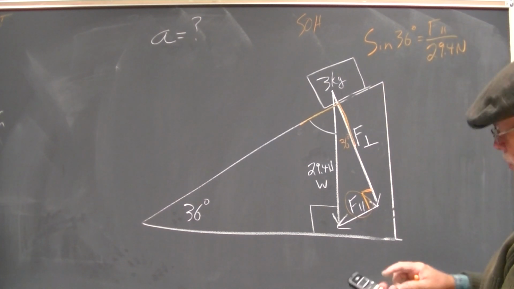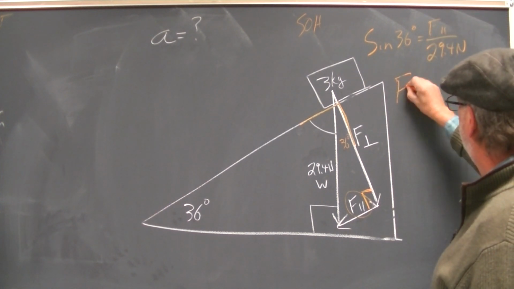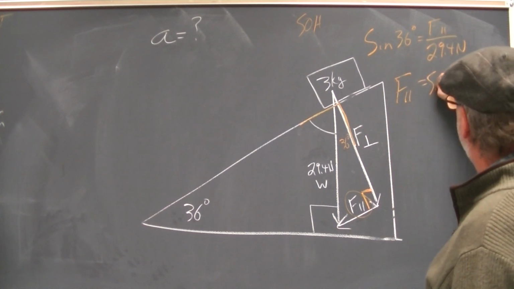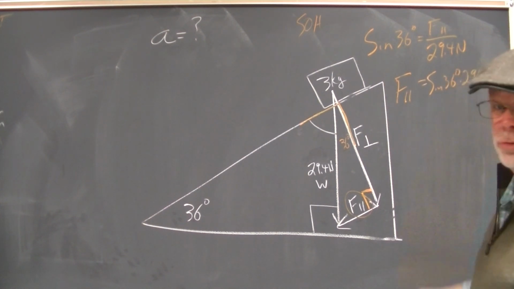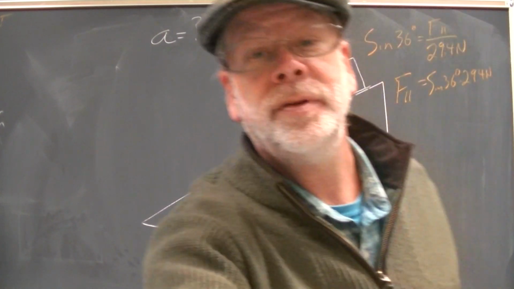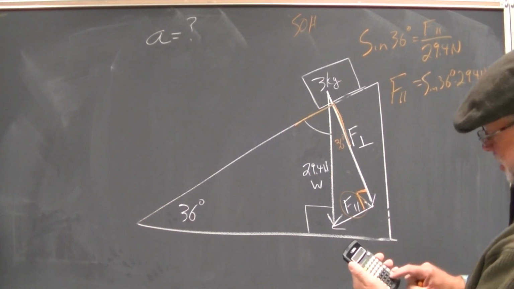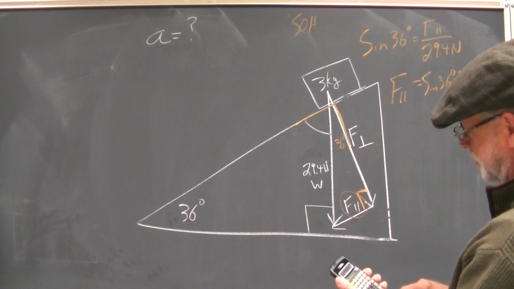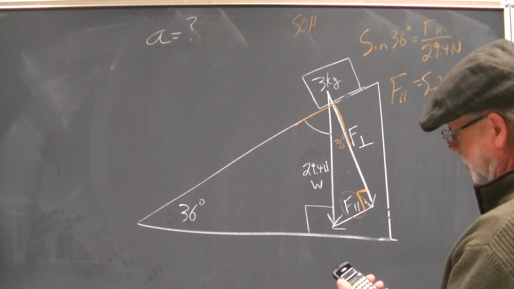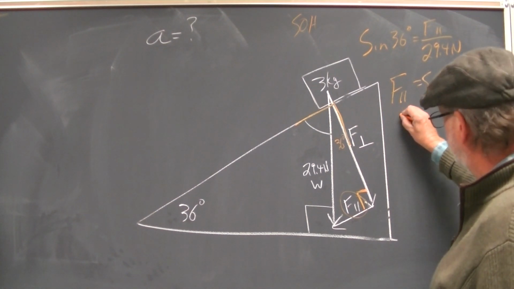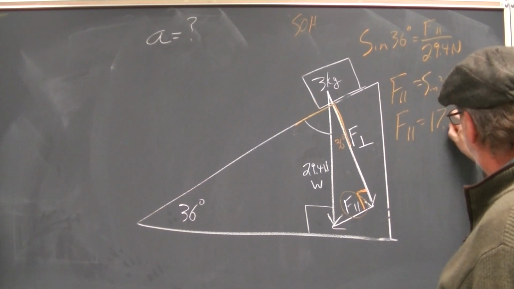Okay, so what do we get? From the calculator, you enter... Oh, I'm sorry, we need to solve. So force parallel is sine of 36 degrees times 29.4 newtons. You see that over there? All right? So, enter 36, press sine, times 29.4. That equals 17.3. So down here, we have F parallel equals 17.3 newtons.